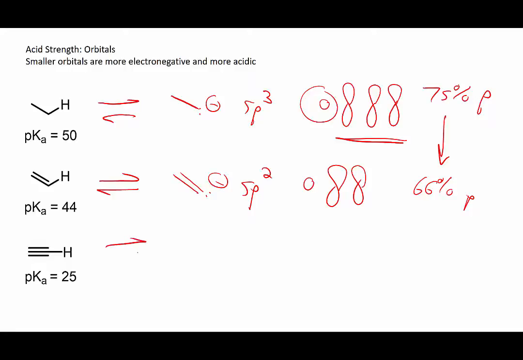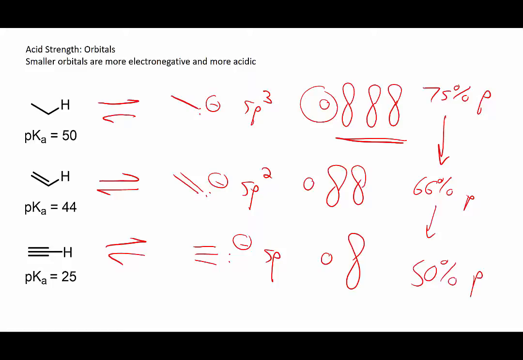Finally, if we take acetylene and we deprotonate it, this is sp hybridized, meaning we only have one s orbital and a single p orbital. In this case, we drop down to 50% p character, which means of the 3 orbital hybridizations we're looking at, sp is the smallest. Smaller atoms like fluorine are more electronegative. Same thing here. The smaller sp orbitals are going to be more electronegative than the larger sp3 orbitals.